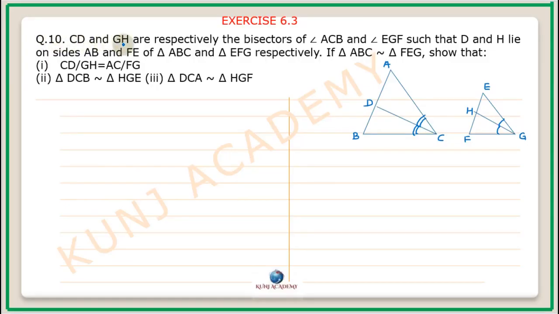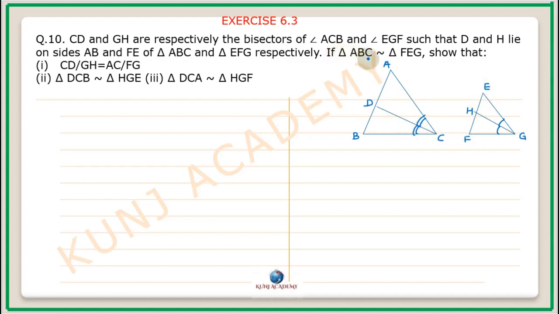Question. CD and GH are respectively the bisectors of angle ACB and angle EGF such that D and H lie on sides AB and FE of triangle ABC and triangle EFG respectively. CD is bisector of angle C and GH is bisector of angle G of triangles ABC and EFG. Point D lies on side AB and point H lies on side EF.